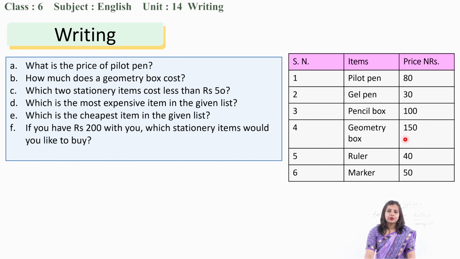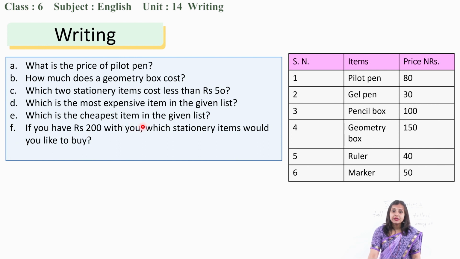Good. Rupees 150. Which two stationery items cost less than rupees 50? Tell me fast. Which two stationery items cost less than 50? Yes, it's gel pen and ruler. They cost less than 50. Okay, which is the most expensive item in the given list? Which is the most expensive item among these all? Good, it's geometry box. You see, rupees 150. So that is the most expensive one, okay?